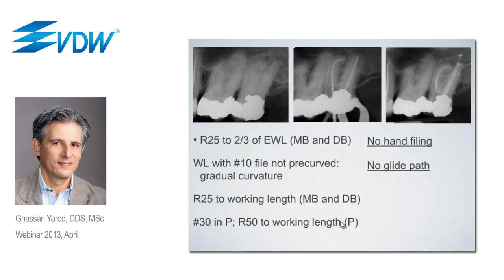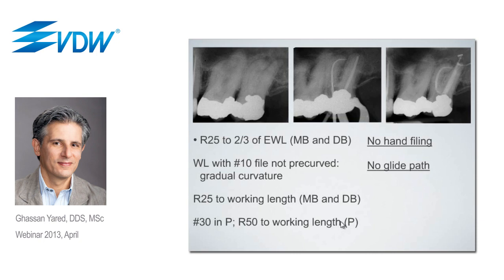Now the palatal canal, in the palatal canal I use an R50. Before I started using the R50 in the palatal canal, I did a test with the hand instrument. A number 30 hand file was able to reach length passively without any filing in the palatal canal. So I knew then that this was a wide canal, and in that case I used the R50 exactly in the same manner for the canal preparation.